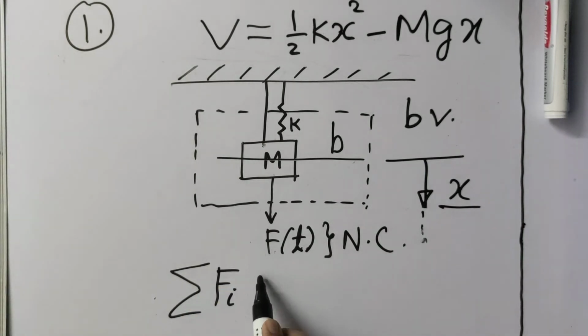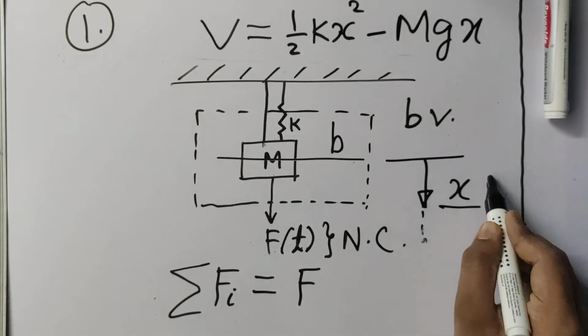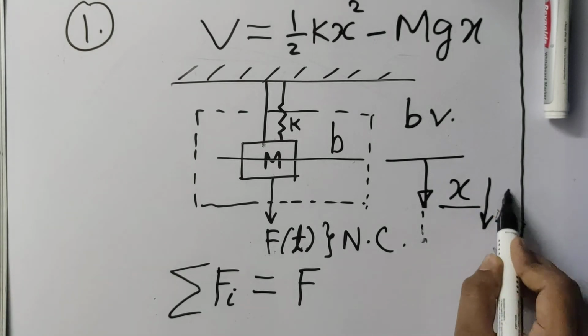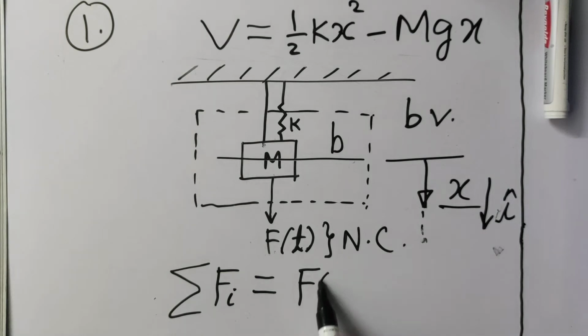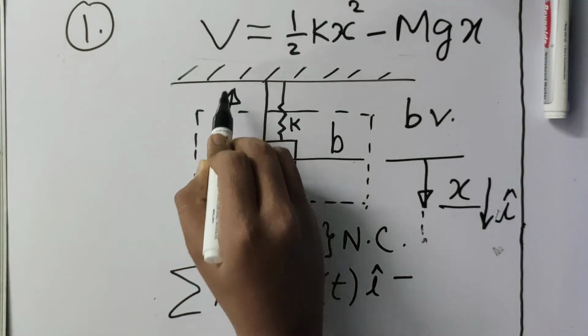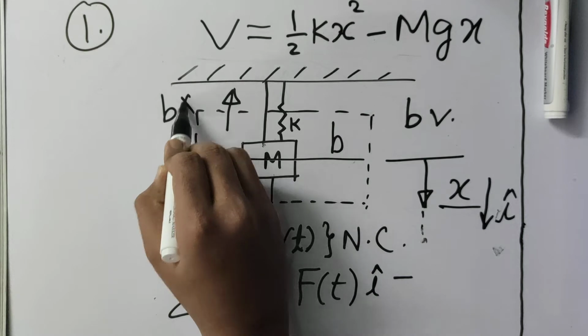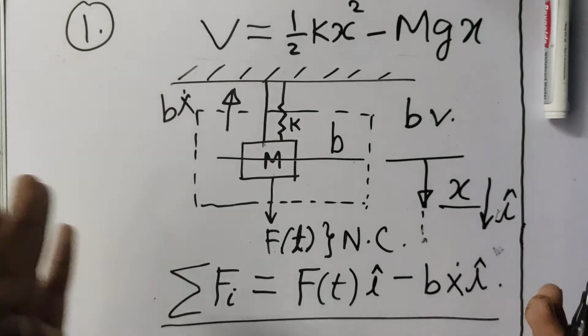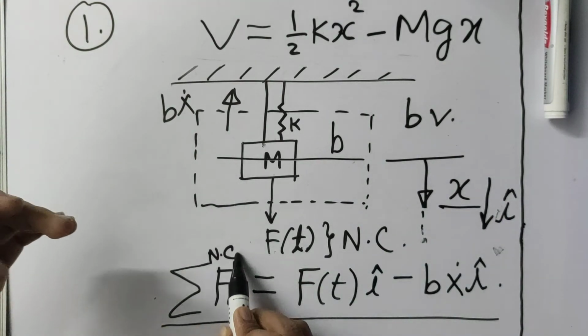The F_i are the individual non-conservative forces. So this is the i hat direction, right? So F of t i hat minus, this is the direction of bv, that is b x dot, v is x dot, so minus b x dot i hat. This is the net non-conservative force acting on the system.